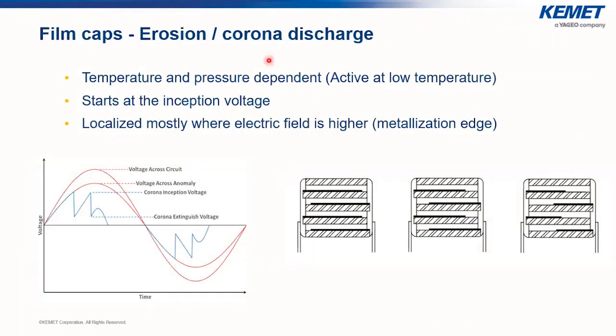Why? Because we can have different phenomena, for example the corona effect or corona discharge. This effect is temperature and pressure dependent and starts at a certain inception voltage that is not a fixed parameter, but depends on temperature, pressure, and humidity overall. For example, here we have our nice X capacitor. We have a nice sinusoidal waveform on the circuit, and the voltage across the capacitor itself. If this voltage is above the inception voltage, we could have a corona effect and a partial discharge of the capacitor. So we won't see a clean waveform, but we will see something like that.